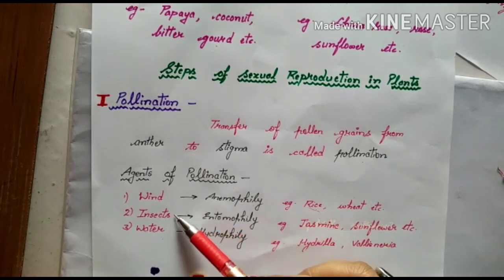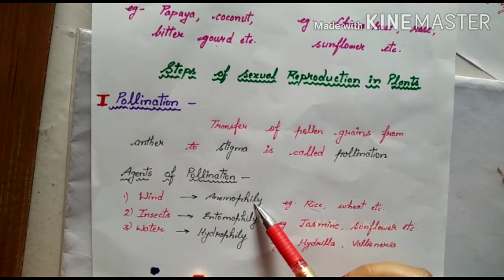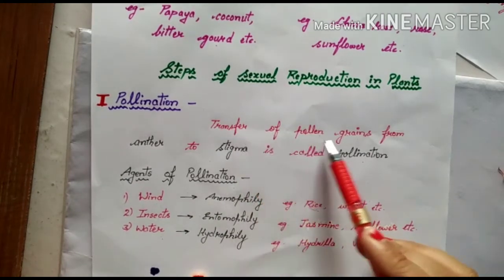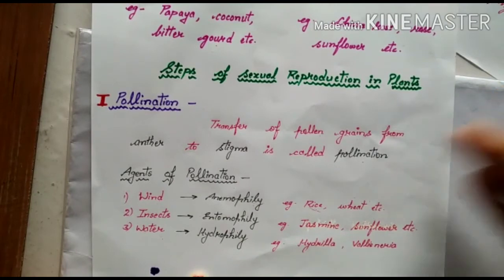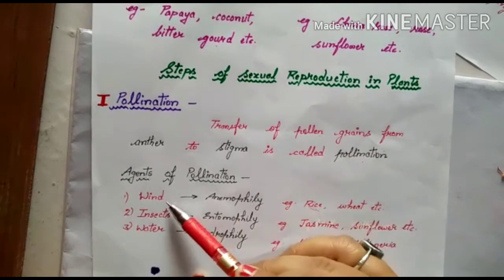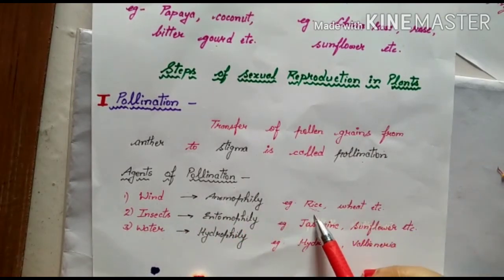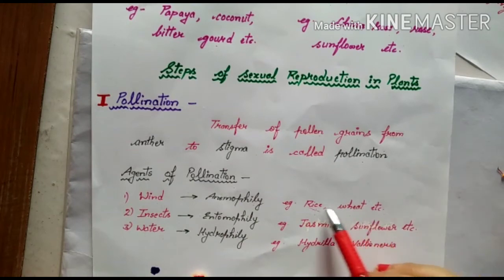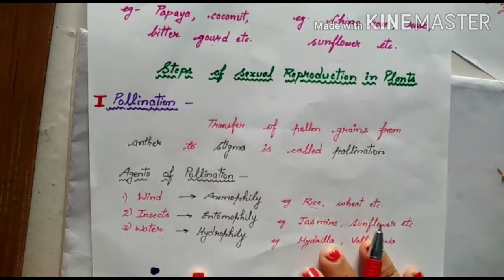So the pollination that is caused by wind is called anemophily. Means if the transfer of pollen grains from anther to stigma is by wind, when wind is the agent in this transfer of pollen grains, then this type of pollination is called anemophily. Example, rice, wheat, etc. In these flowers, the pollen grains are very light. So due to their light weight, they can blow easily by wind.